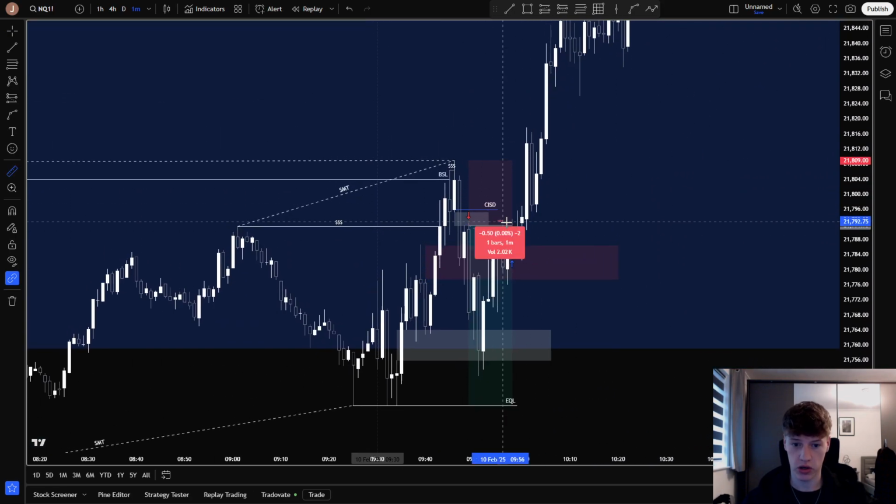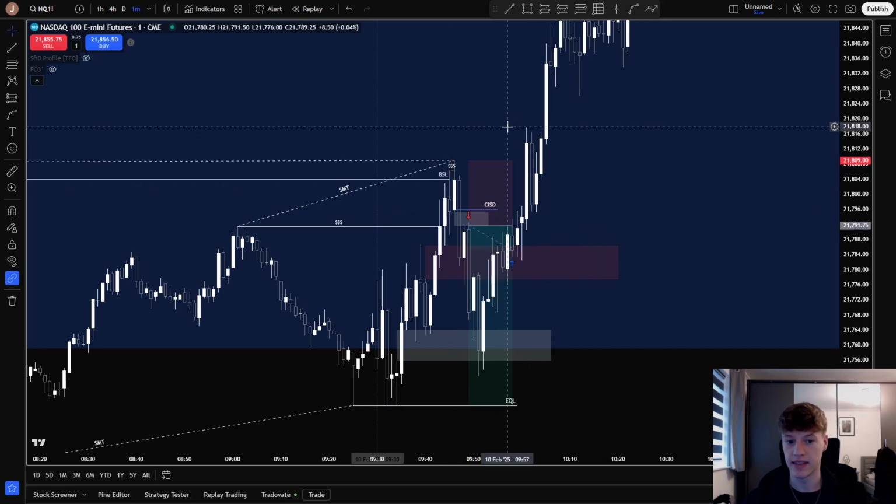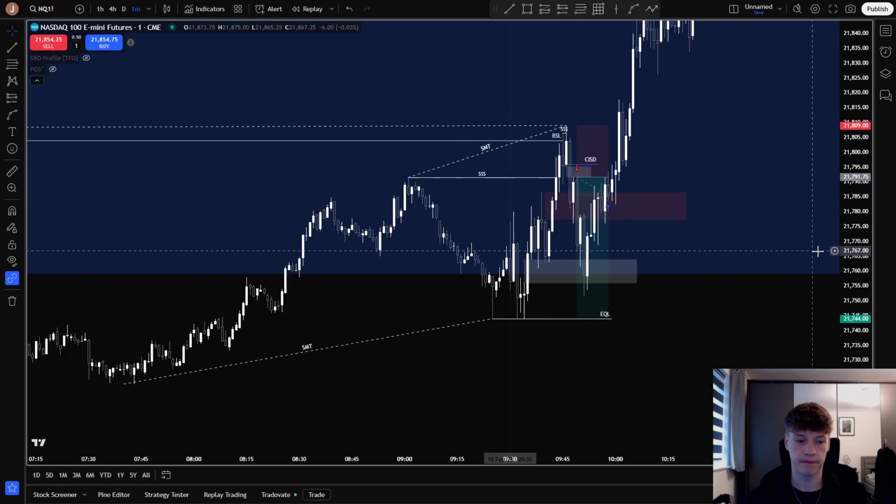As soon as we got stopped at break even, I waited to see if my original stop would have got hit. It did straight away as well, and then price continued higher.